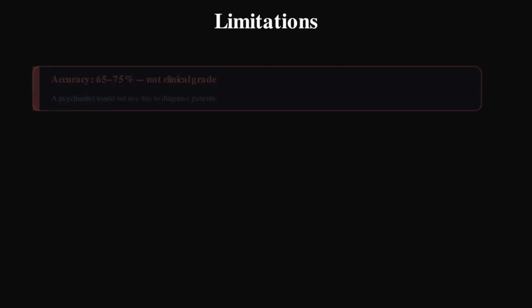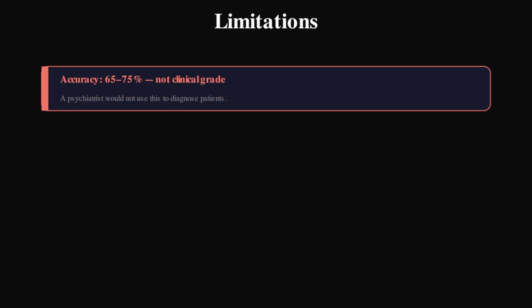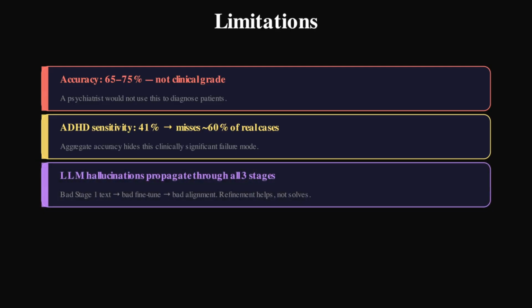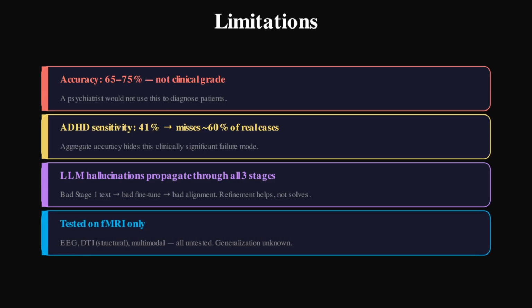Section 8, limitations. Now let's be honest about what this paper doesn't solve. Accuracy numbers sit in the 65 to 75% range. For a clinical diagnostic tool, that's not there yet. The paper correctly positions this as a research contribution and assistance tool, not a replacement for psychiatry. But it's worth saying clearly, you would not deploy this to diagnose patients. There's also a sensitivity problem on the ADHD dataset. Sensitivity of 41% means the model misses roughly 60% of actual ADHD cases. That's a clinical concern that the paper's aggregate accuracy number obscures.